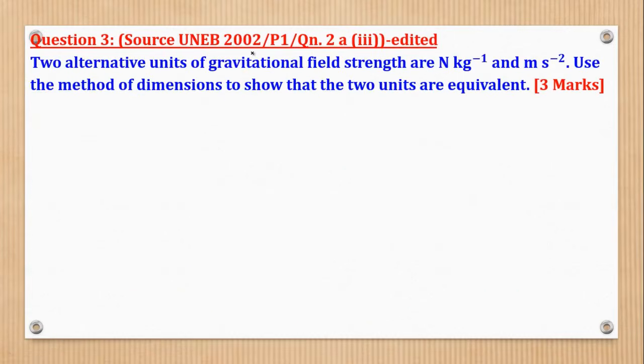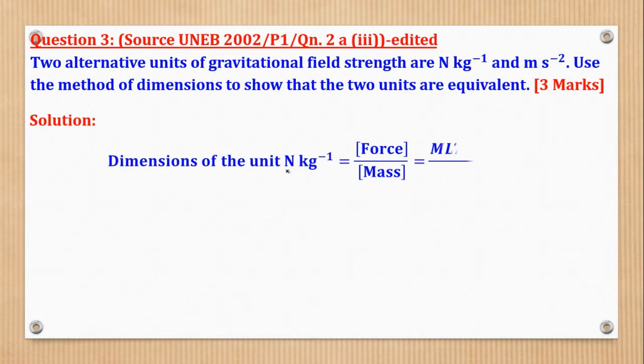Question 3 came from UNEB 2002, paper 1, question 2A, and it says, two alternative units of gravitational field strength are this and this. Use the method of dimensions to show that the units are equivalent. So you have put the word edited because in the question they had put here meter per second, which was wrongly set. It was supposed to be meter per square second.